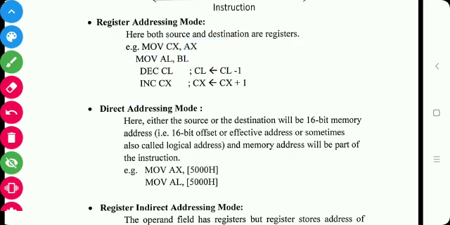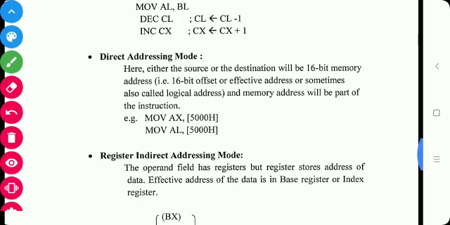See here, both registers are 16-bit. Here both registers are 8-bit. Okay, it means if the source is 16-bit, then the destination is also 16-bit. If the source is 8-bit, then the destination is also 8-bit. Then DEC CL, INC CX, these are also register addressing mode because they use the 8086 registers.